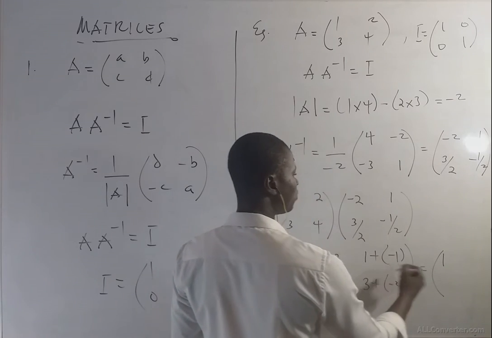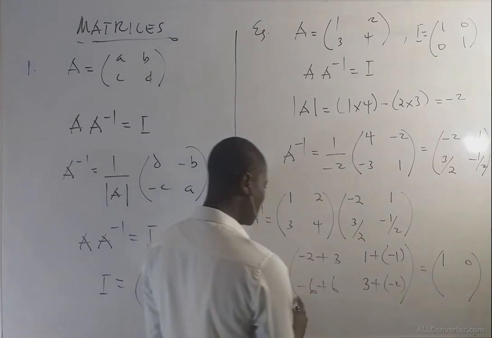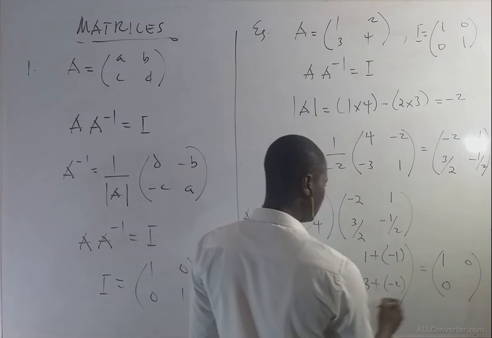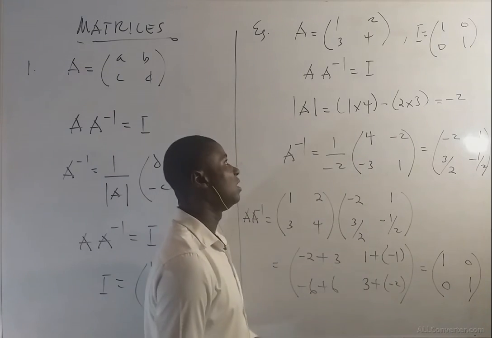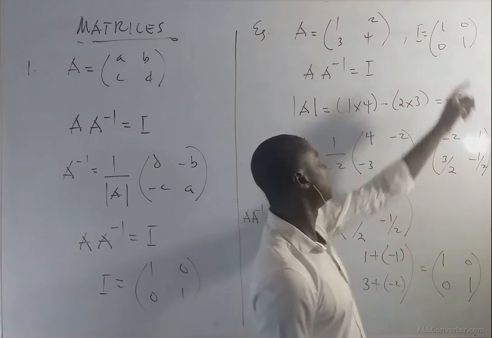Then 1 plus minus 1 will give us 0. Then minus 6 plus 6 will give us 0. Then 3 plus minus 2 is the same as 3 minus 2, and the result is 1. So you see that we are getting the unit matrix. This is what I want you to take note.